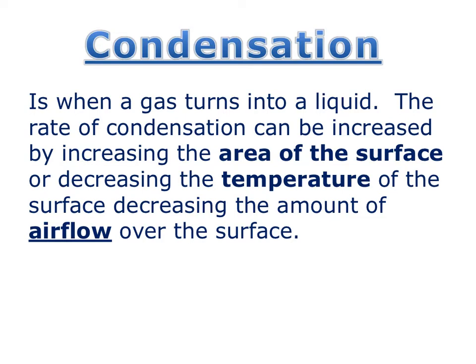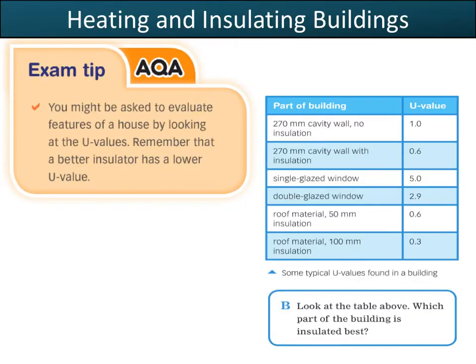So as you can see, the rate of condensation can be increased by increasing the area of the surface. The rate of evaporation works in the opposite way to these things. So for condensation, you increase the area of the surface, decrease the temperature, and decrease the airflow, whereas for evaporation, you would decrease the area of the surface, increase the temperature, and then increase the rate of airflow.